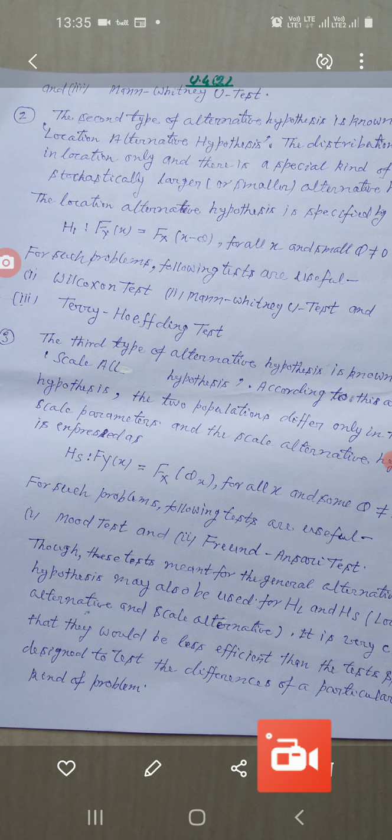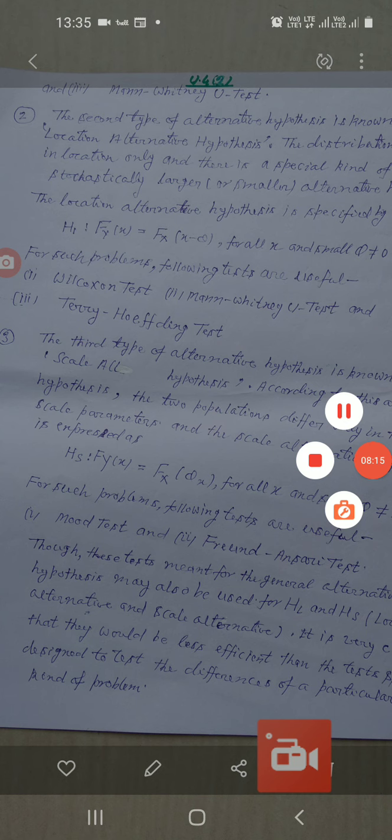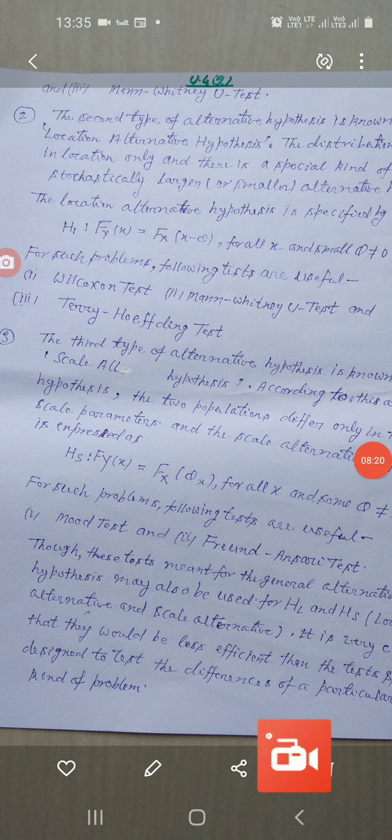And for such problems, the following tests are useful. Number one, Wilcoxon test, Mann-Whitney U test, and Terry-Hoeffding test. These are three tests.